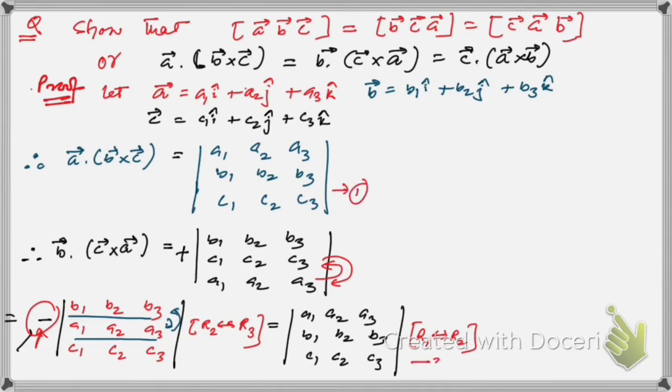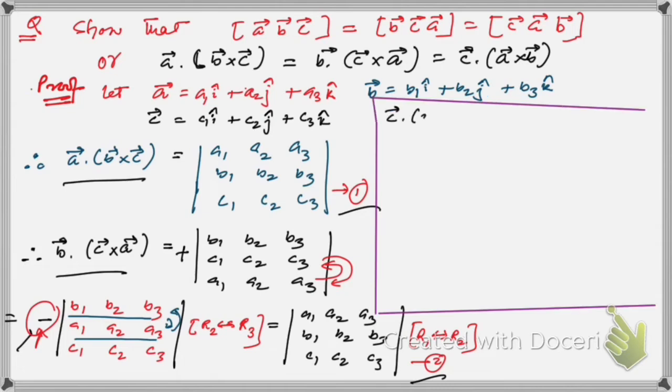Interchanging row 1 and 2. So let me write equation number 1 and equation number 2. Here you can see these two results are the same. So let me show you that C dot A cross B is also the same. C dot A cross B. If you find it, then you should get the determinant C1, C2, C3, A1, A2, A3, B1, B2, B3.